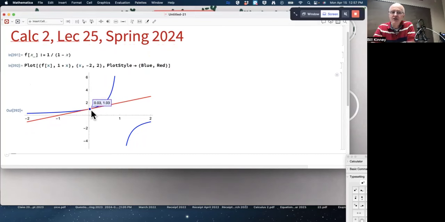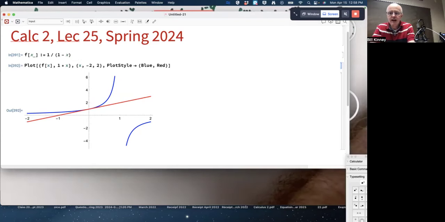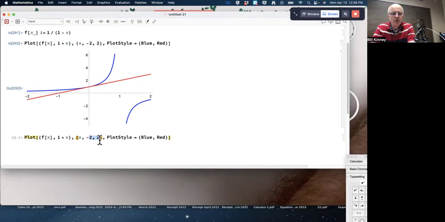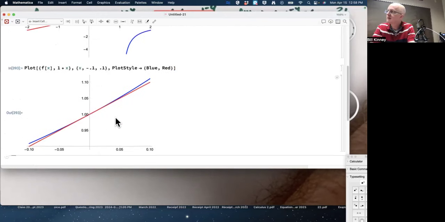The red graph matches the value at x equals 0. f of 0 is 1. And the derivative at x equals 0, f prime of 0, is also 1. Does pretty well near x equals 0. If I zoom in, say between negative 0.1 and positive 0.1, they're pretty close together.